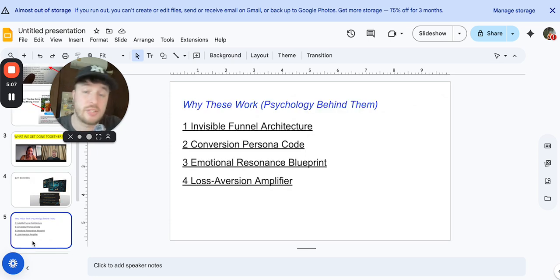Now, why this works is because there is deep psychology behind them. All right, we have invisible funnel architecture that we are teaching and showing exactly how to do, so you can install it and deploy it into your own Google ad campaigns. We have the conversion persona code, which shows the psychological level of female and male audiences in different niches. For example, in the weight loss space, in the golf niche, in survival for men, conservative men, above 65 years old.